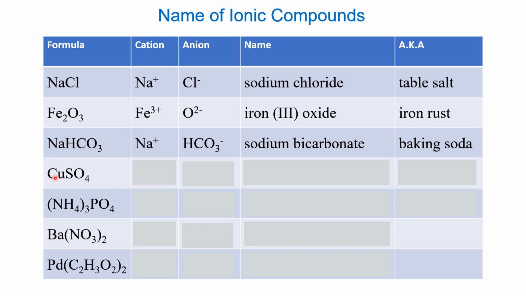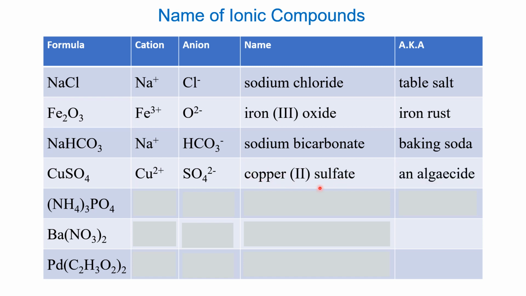Copper here is a type 2 metal. Copper sulfate. The cation is copper 2 plus. Sulfate is 2 minus. So again, this charge is based on this charge because it's 1 to 1. So you have 2 negative. The copper must be 2 plus. And so the name is copper 2 sulfate, type 2 metal. This is a type of aldehyde.